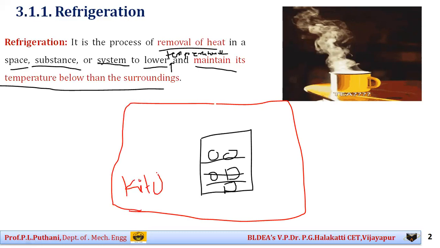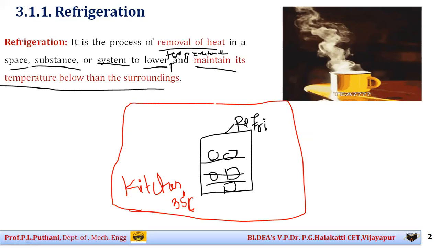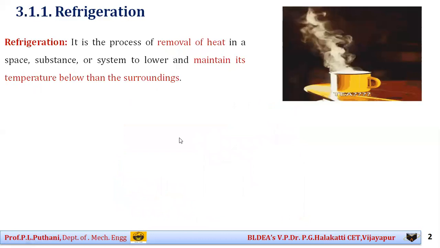The room temperature of this kitchen, students, is around 35 degrees Celsius. When I extract the heat of the food materials present inside this refrigerator, the temperature should drop below 35 degrees Celsius. Inside the refrigerator, the temperature should continuously stay less than 35 degrees Celsius, and the extracted heat should be rejected in the kitchen surroundings. That particular process, we call the refrigeration process.